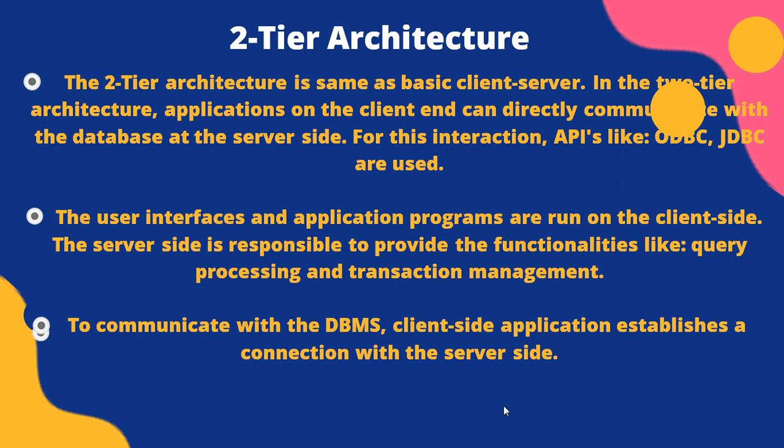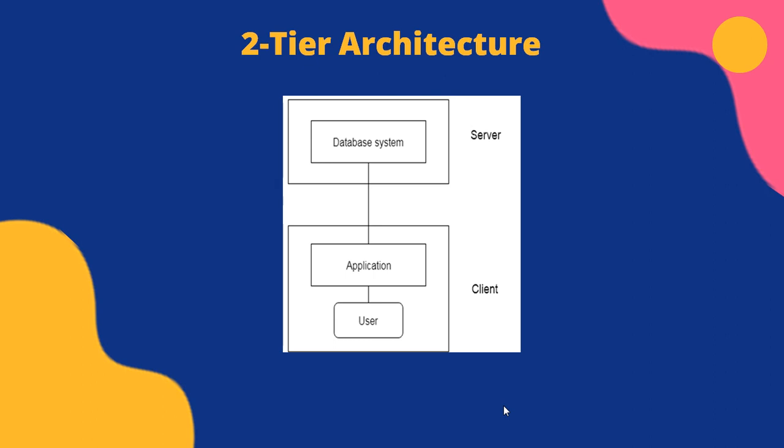The user interfaces and application programs are run on the client side. The server side is responsible for providing functionalities like query processing and transaction management. To communicate with the database, the client side application establishes a connection with the server side. So this is the diagram of the two-tier architecture.